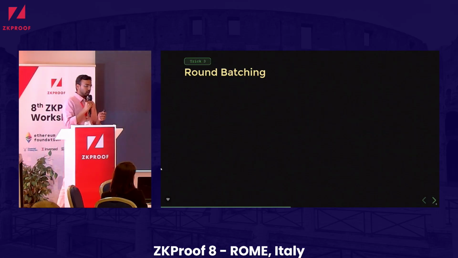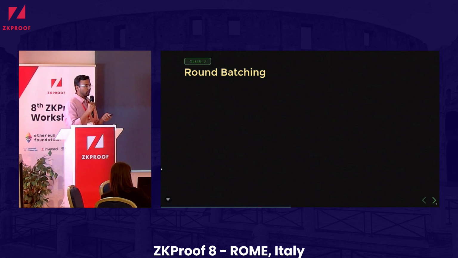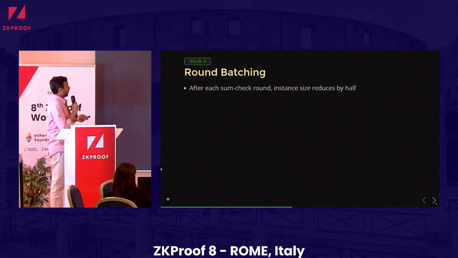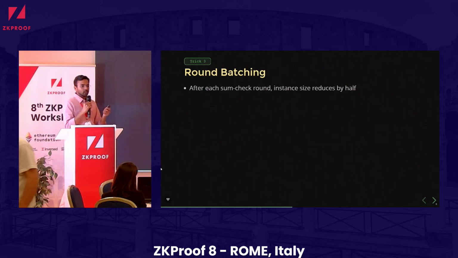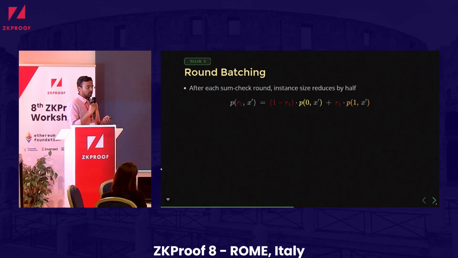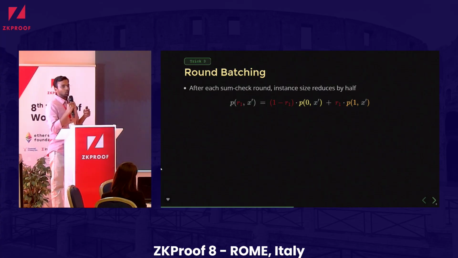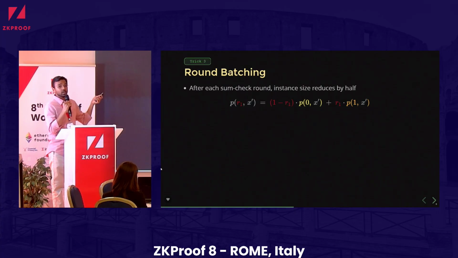Now I'll discuss a couple of new tricks, or new optimizations, that we came up with. The first one, we are calling round batching. So the interesting thing about sum check, and I glossed over this in a couple of slides before, is that after every round, you need to fold the instance size by half. And for doing the folding, you use the latest challenge that is coming from the verifier.